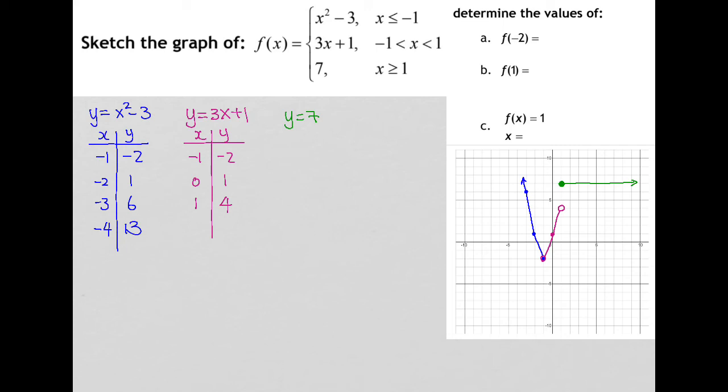Now let's use the graph to answer our questions. F at negative 2, then we look at when x equals negative 2, where is the solid dot? Right there. So the y value is 1. F at 1 means when x equals 1, where is the solid dot? So when x equals 1, the solid dot is right there. So y equals 7.